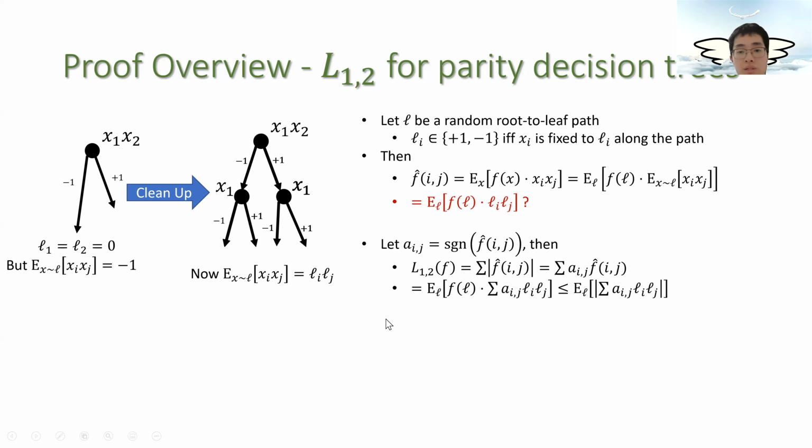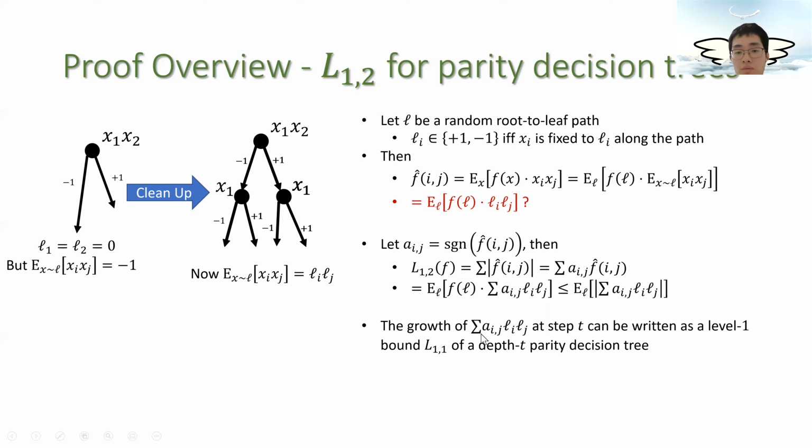The second issue is from the sign. Because we are now at the second level, we cannot assume they are all non-negative. So we take out the sign by setting aij to be the sign of f hat ij. Then we can express the second level sum as the sum of aij times f hat ij. And by a similar analysis, we can upper bound it by the expectation over L of the absolute value of the sum of aij times Li times Lj. To do so, we need to assume we did the cleanup to break the correlation.